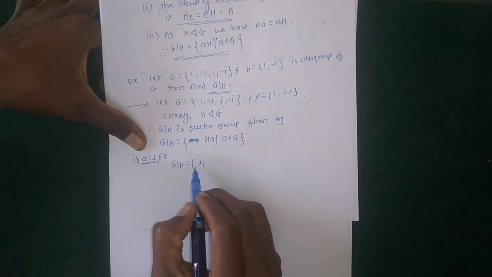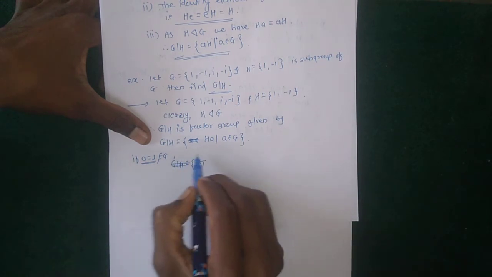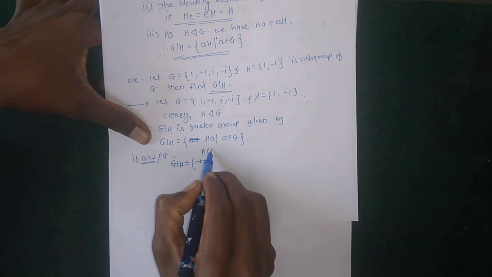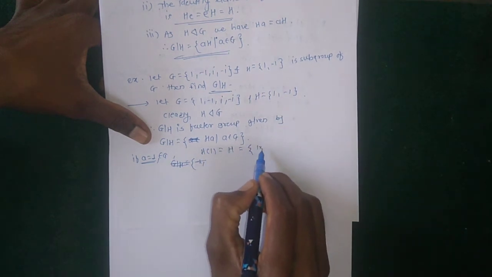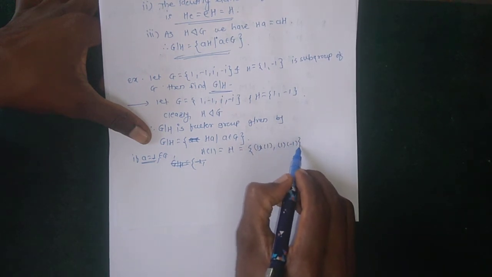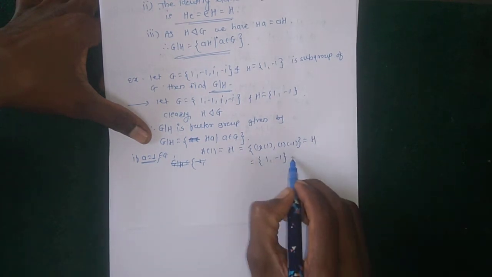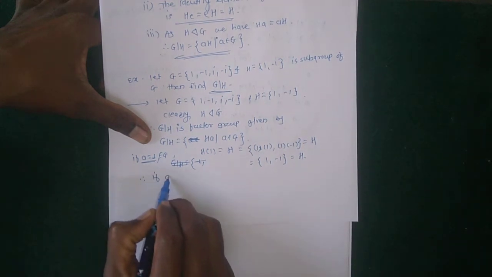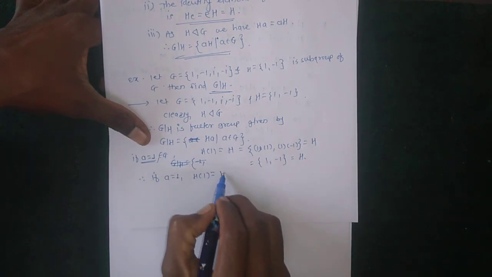G over H equal to, or here also written in the form of HA. Okay, means H of 1 equal to H itself, which contains elements 1 into 1 and 1 into minus 1. This is equal to H, because the elements are 1 and minus 1, and this set is equal to H. Therefore if A equal to 1, then H of 1 equal to H itself.